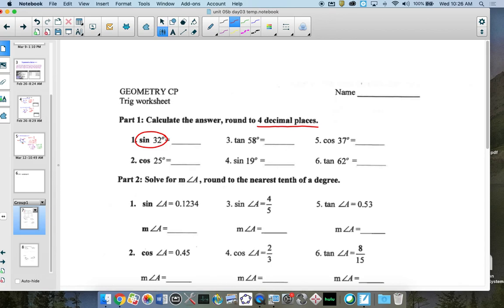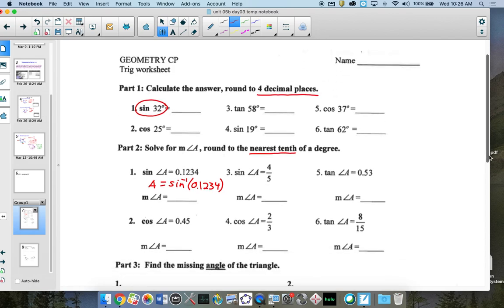For part 2, it says solve for the missing angle, round to the nearest tenth. So the sine of A equals that decimal. So to find angle A, you're going to do the inverse sine like we just worked on. And this time, instead of punching in a fraction, you're punching in a decimal. And then just grab the calculator and do second sine 0.1234 and write down what it gives you. So that's pretty straightforward.